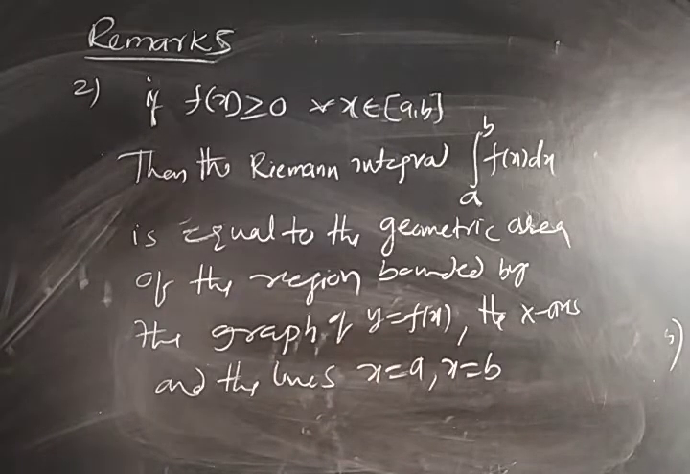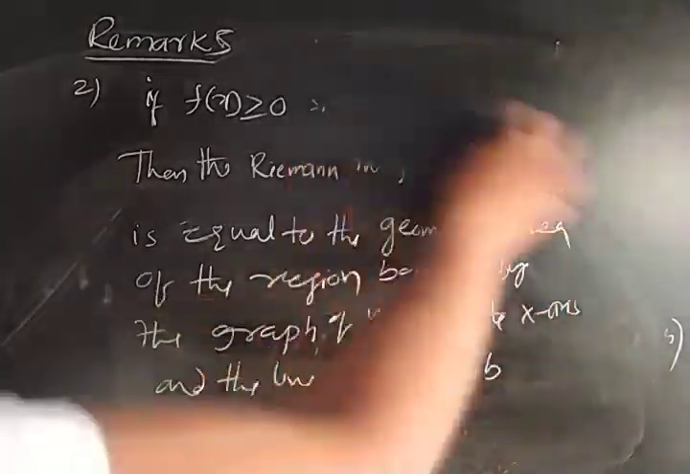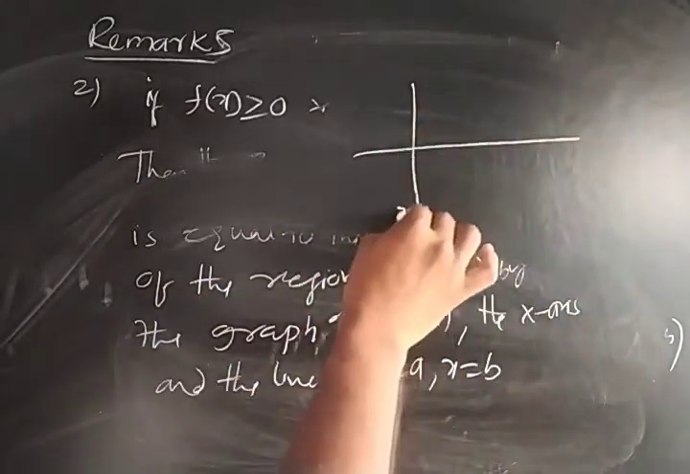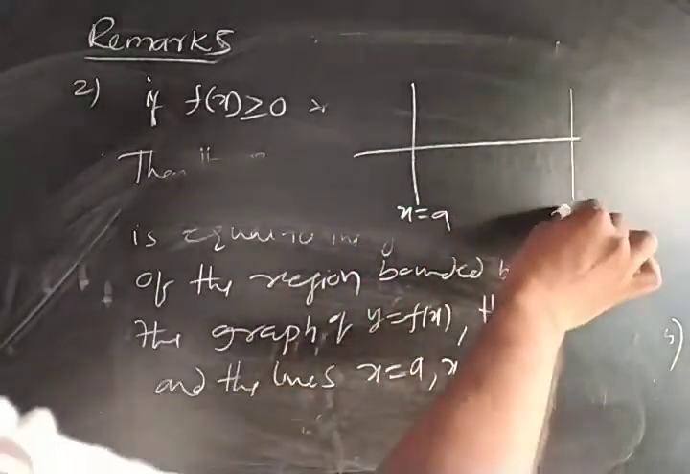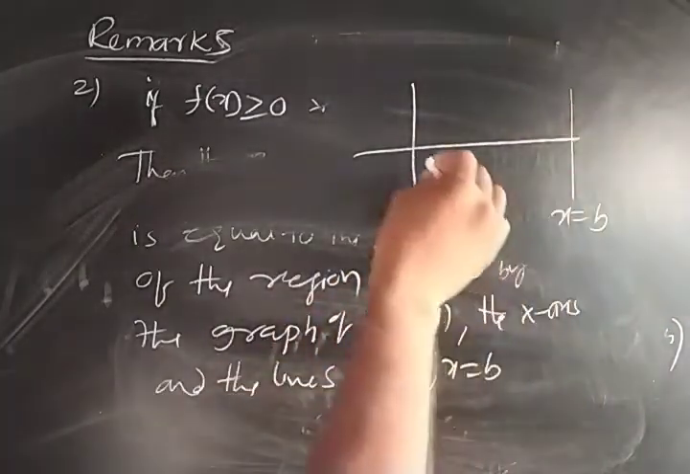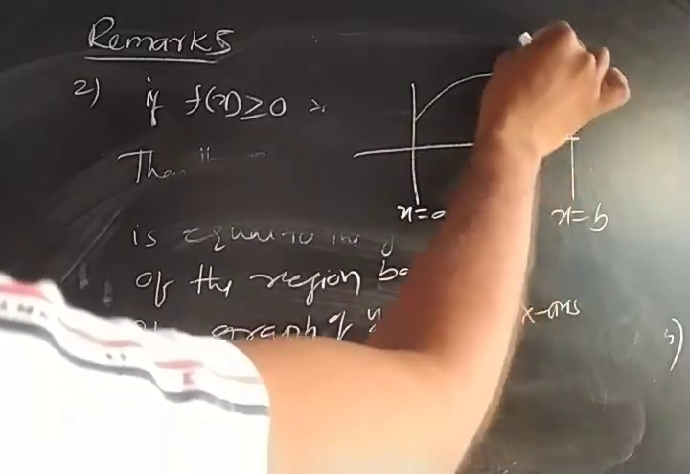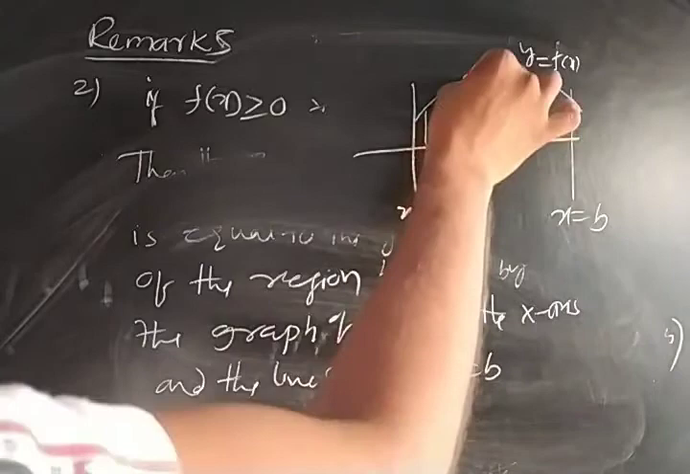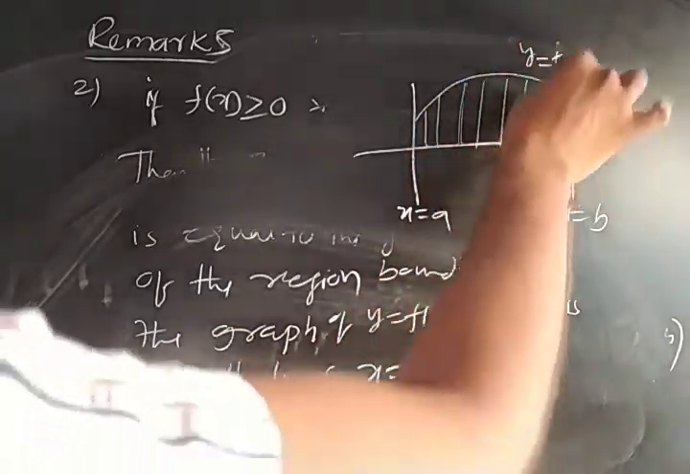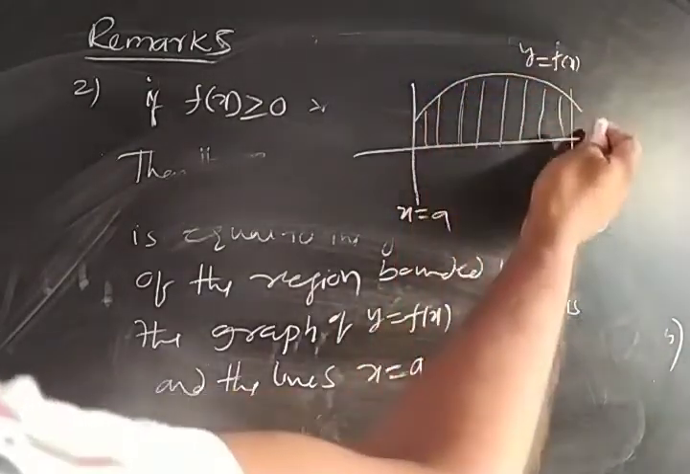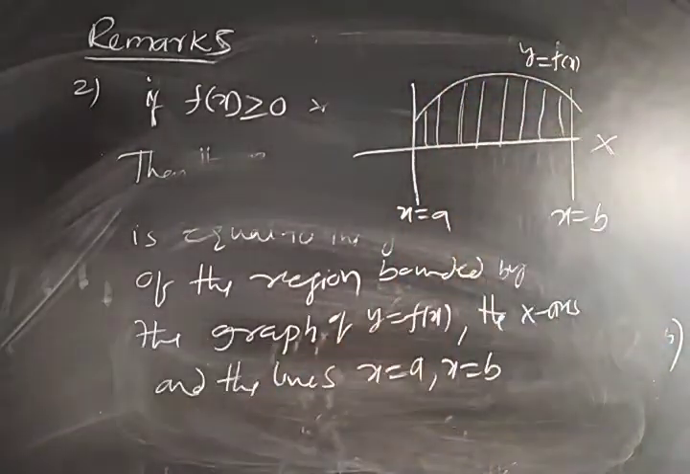See here, the meaning of this is, suppose I am taking one function in the domain x equal to a to b. So this is the x axis and this is the function y equal to f of x. Now this area is bounded between the lines x equal to a, x equal to b, and with the graph and with the x axis.